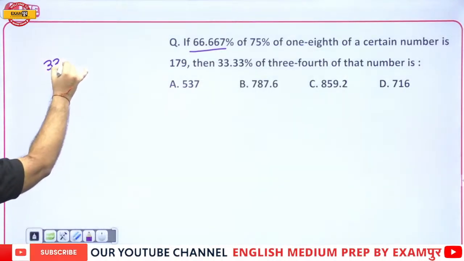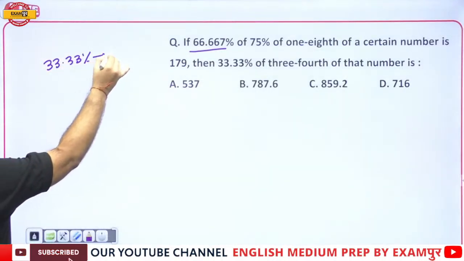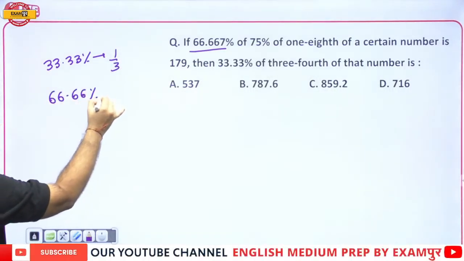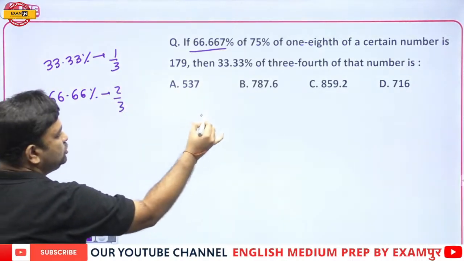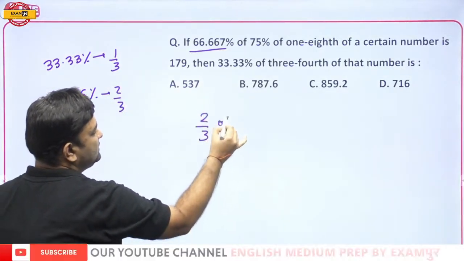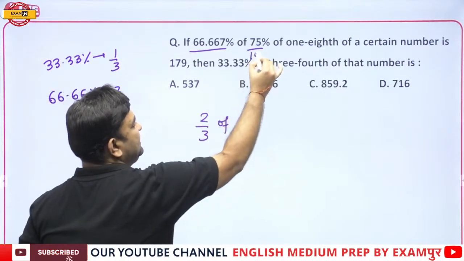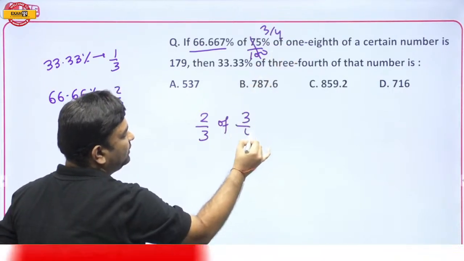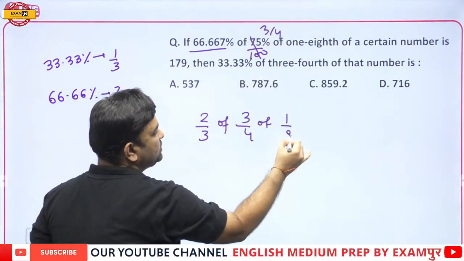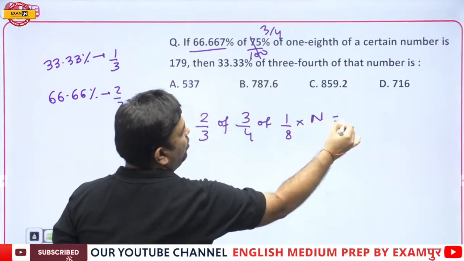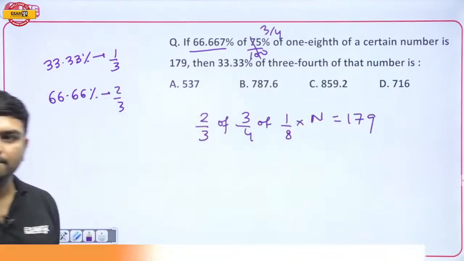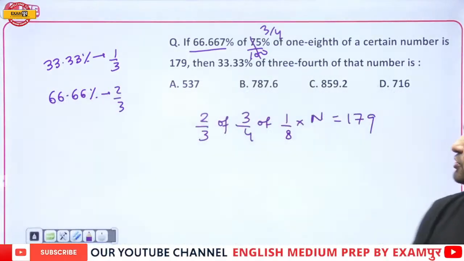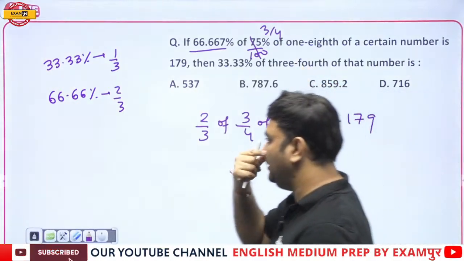33.33% was 1 by 3. So 66.66% would be 2 by 3. So 2 by 3 of 75%. This is the easy number, so directly convert it. Of 1 by 8 of a certain number, n is 179. 75 by 100, 3 by 4.